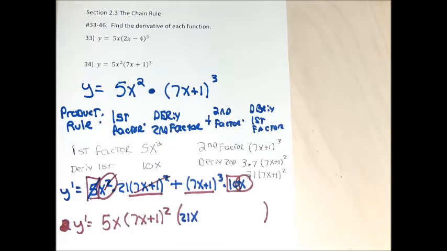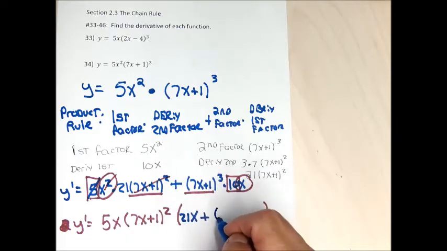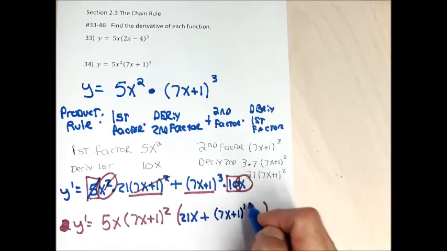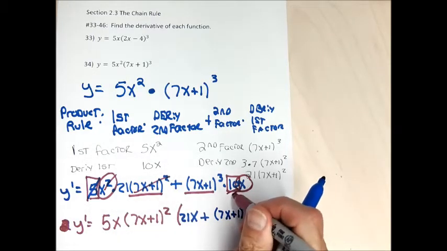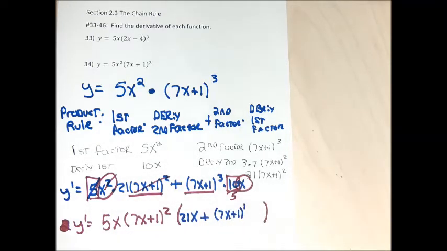x's. After the plus sign, I factored out 2 of the 7x plus 1's. I'm still left with 1 of them. So technically, I'm left with 7x plus 1 to the first power. This 10, when I factored out a 5 to figure out what's left, I have to take that 10 and divide it by 5. That's going to leave me with a 2. Instead of writing it after the parentheses, I'm going to write it before the parentheses.